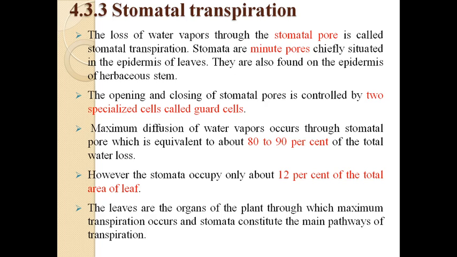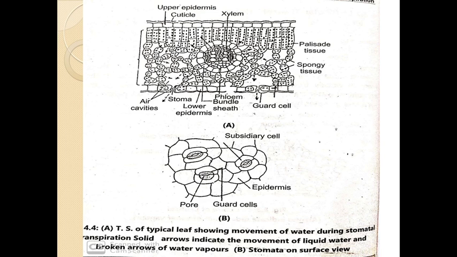See, in stomatal transpiration, this is the upper epidermis, this is the cuticle, and this is the lower epidermis. The lower epidermis is not continuous. It ruptures at various sites due to the presence of stomatal openings. Here, these are the mesophyll cells.